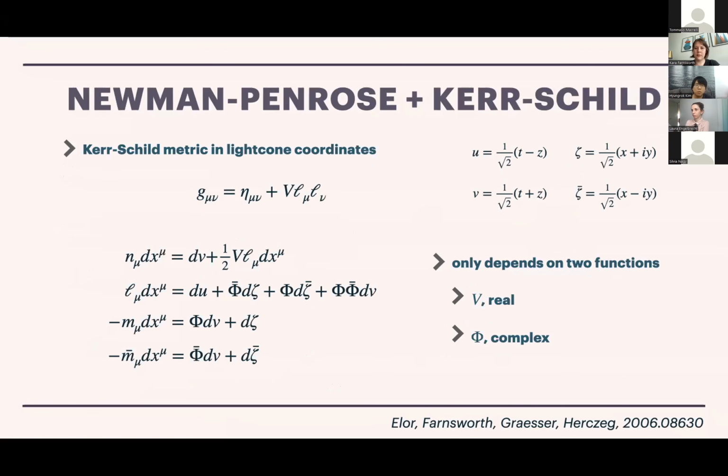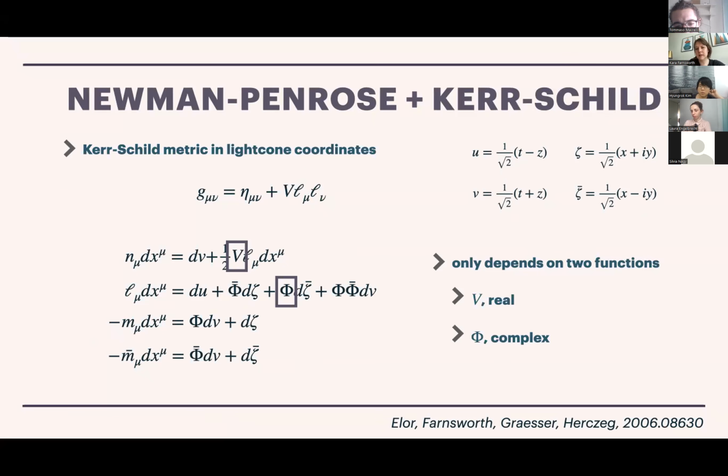Okay, so now looking at the null tetrad for Kerr-Schild spacetimes. I'm looking now at these light cone coordinates over here and writing everything in terms of those because I'm dealing with null things. And my tetrad looks like this, N, L, M, and M bar, in terms of only 2 functions that show up. So that's the nice thing about applying Newman-Penrose to Kerr-Schild spacetimes. It really simplifies things. Generically, I can always put my metric in this form. V is a real function, and it's related to sort of the total mass of your spacetime. And then phi is a complex function that appears in your tetrad.